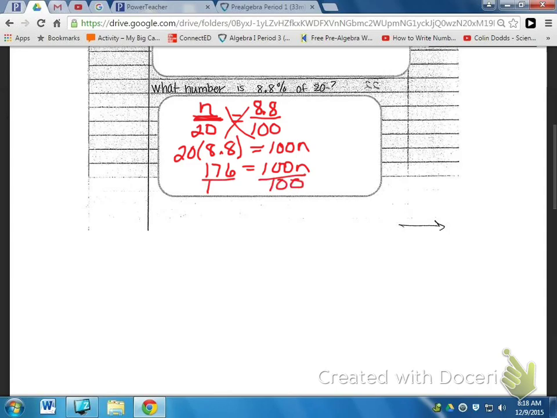Divide by 100. And when you divide by 100, you really don't have to use your calculator. You can just move the decimal. How many places do you move the decimal over? So 1.76. All right, so 1.76. And is this one a percentage or just a number? Just a number, because we already were given the percent in the problem, and there's only going to be one, so you can just say n is 1.76.